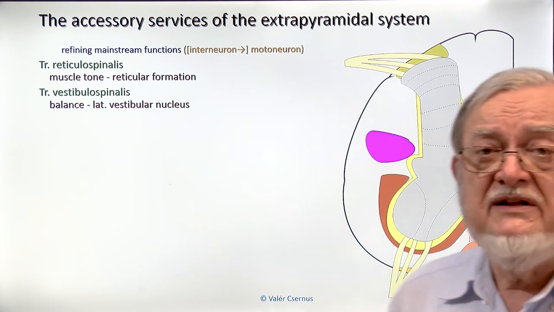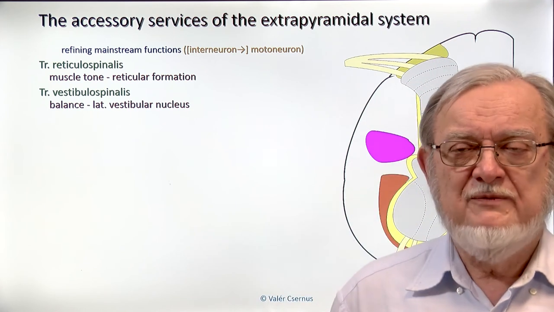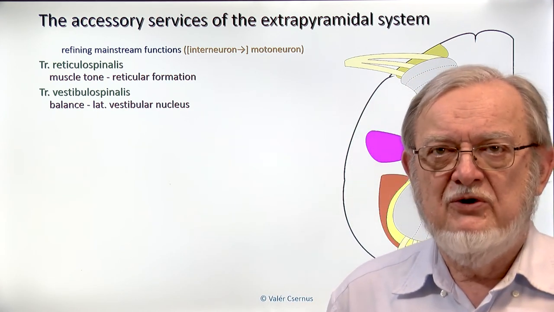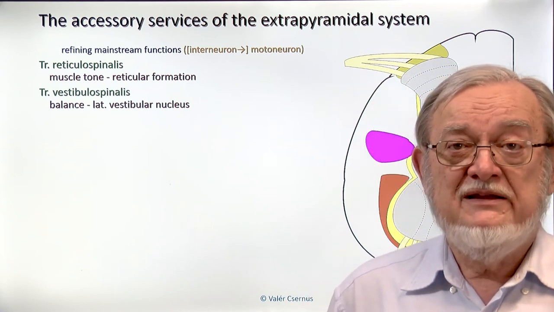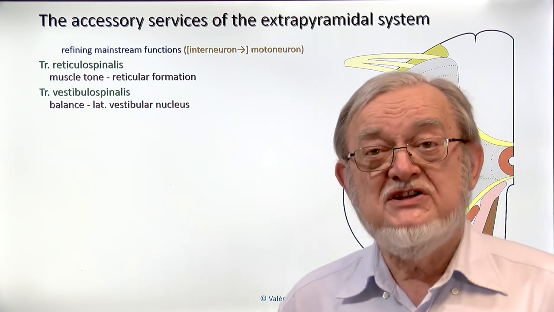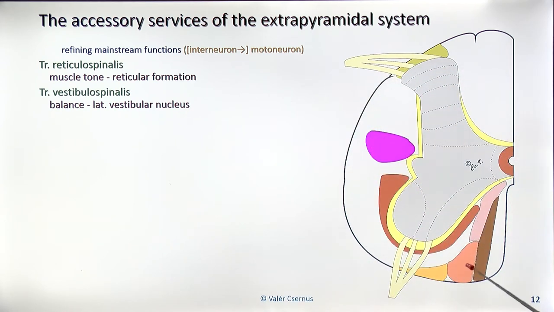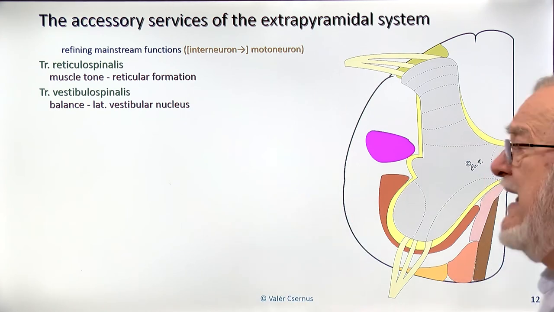So if during this very carefully carried out movement something is still happening, like I misstepped or somebody pushed me, this system, which was not involved in the original processing, will compensate for it and prevent me from falling or losing my balance.